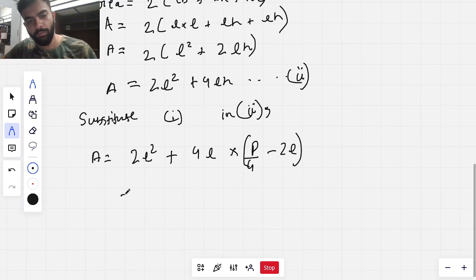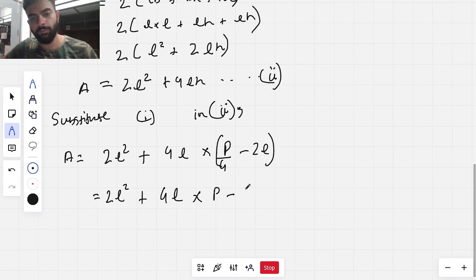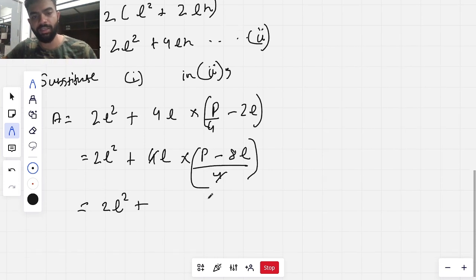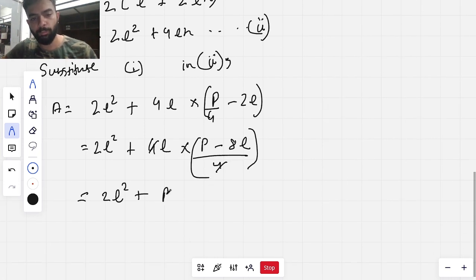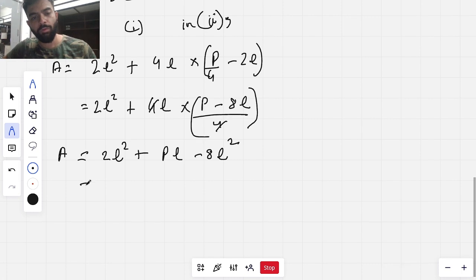So I've taken this. From here, I will take 2L square plus 4 into L into (P minus 8L by 4). So my area will be 2L square plus, if I cut out this additional part, I will get a formula as PL minus 8L square equals A. So what I can see, I'm getting minus 6L square plus PL equals A.